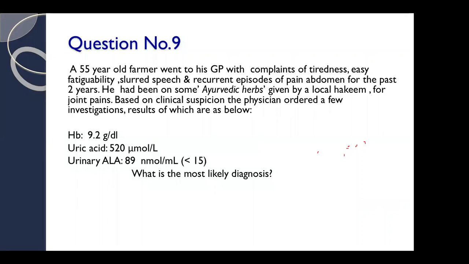A 55 years old farmer went to his GP with complaints of tiredness, easy fatigability, slurred speech, and recurrent episodes of pain abdomen for the past 2 years. ठीक है. He had been on some Ayurvedic herbs given by a local Hakim for joint pains. Based on the clinical suspicion, physician ने कुछ suspect किया, and then he ordered a few investigations, the results of which are as below. Hemoglobin was 9.2 grams per deciliter, uric acid was raised, 520 micromoles per liter, and urinary delta-aminolevulinic acid was 89. Its excretion was increased. What is the most likely diagnosis?